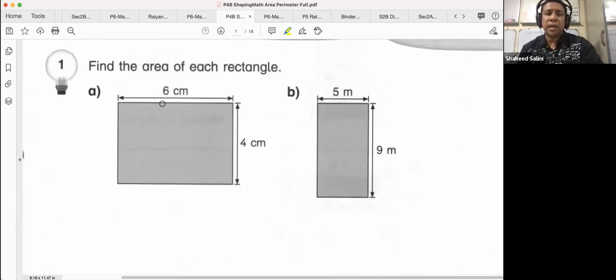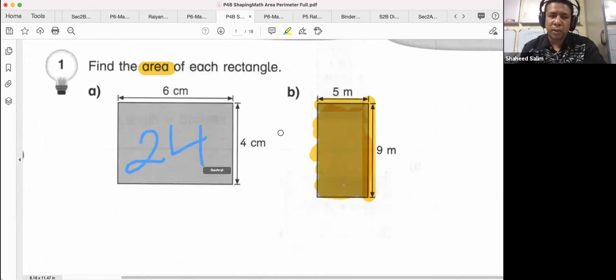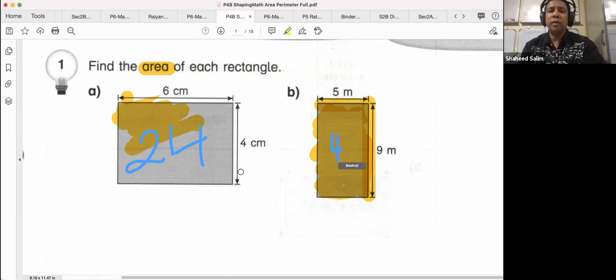Okay, we are going back right to the beginning. Area means you find the number of squares. 6 times 4, 24. 5 times 9, 45. You must know this is the area: 5 times 9, length times breadth. That's not perimeter. What is area? Area is the space inside. How to get the space inside? Length times breadth. So that one is 24. Well done, 6 times 4. But it's not the outside, because the outside is not 6 times 4. Outside is 6 plus 4 plus 6 plus 4. Okay? So now we move on.